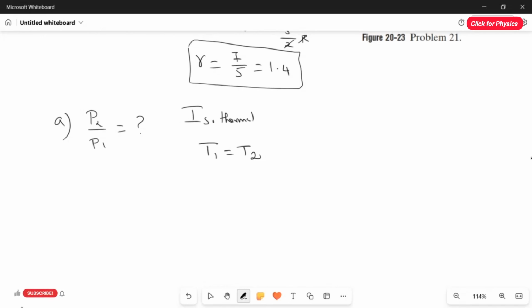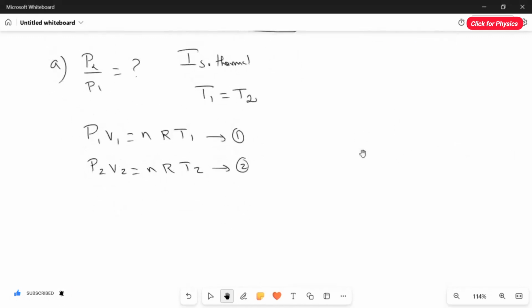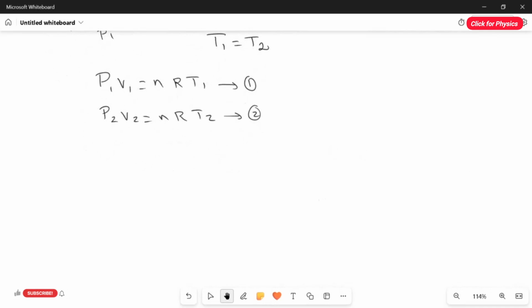Clear? So now I'm going to use the ideal gas equation. Let's write the ideal gas equation for point 1. We can write P1 V1 equal to nRT1. Likewise for point 2, P2 V2 equal to nRT2. Let's take this as equation number 1 and this as equation number 2. We are going to find P2 over P1, so I am going to divide equation 2 by equation 1.